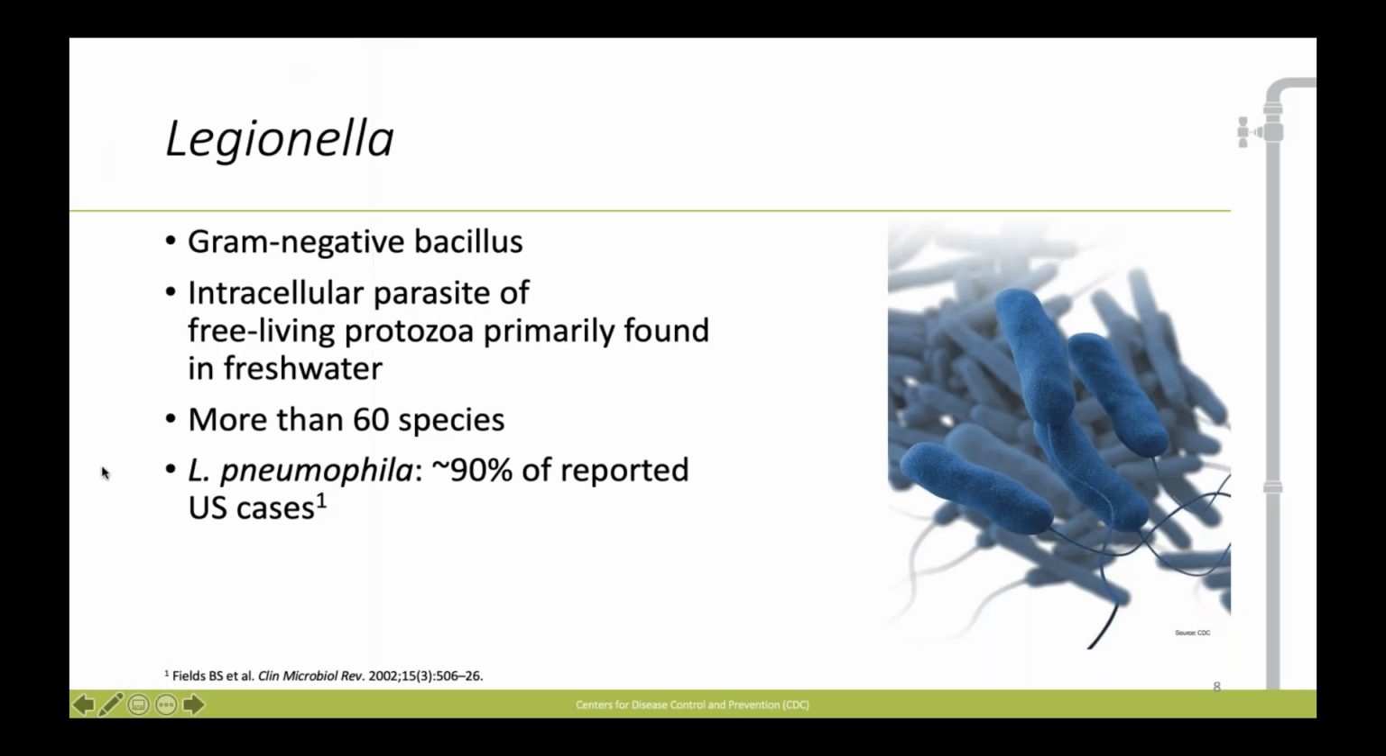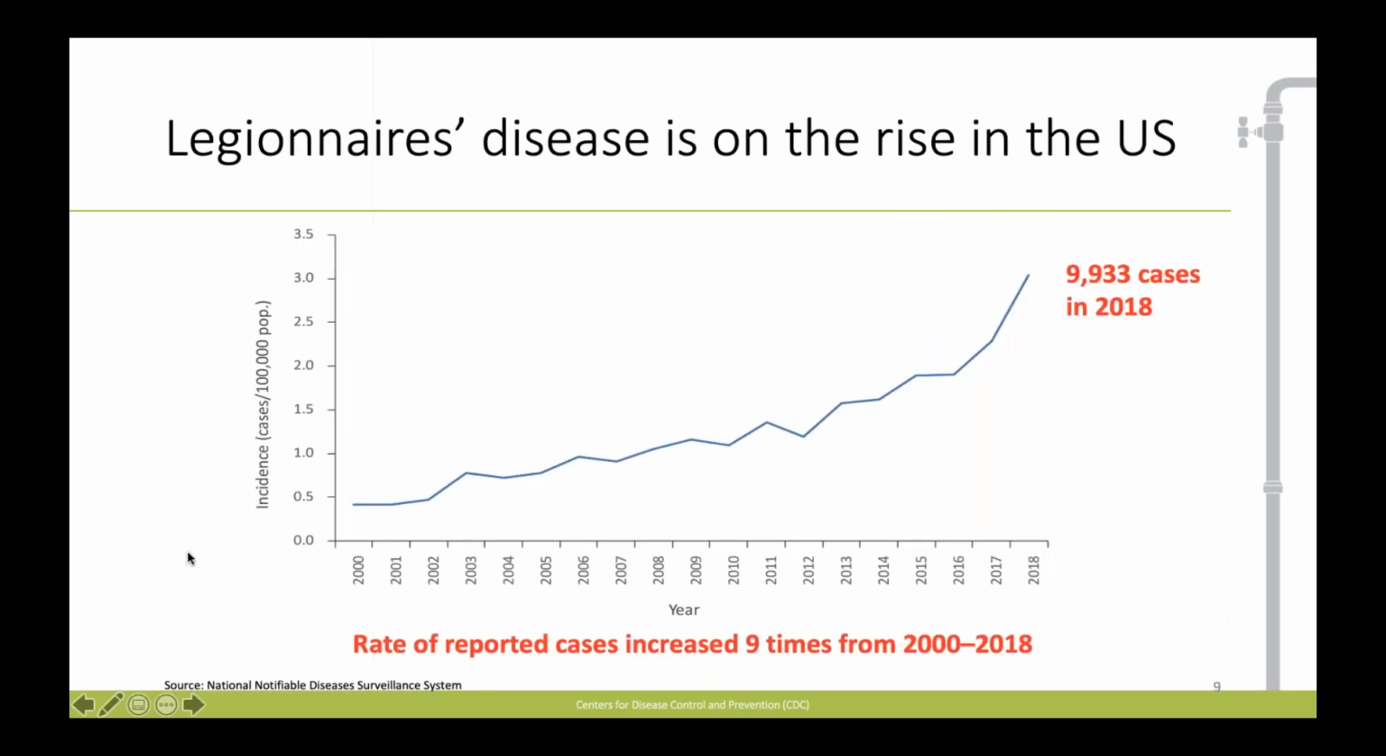So Legionella, the causative agent of Legionnaire's disease, is a gram-negative bacillus. It's an intracellular parasite found commonly in free-living protozoa in fresh water. There's more than 60 species of Legionella that have been identified throughout the world, though Legionella pneumophila accounts for about 90% of reported U.S. cases each year. That's not necessarily true worldwide, but in the United States, Legionella pneumophila is the species that we consider the primary causative agent of Legionnaire's disease.